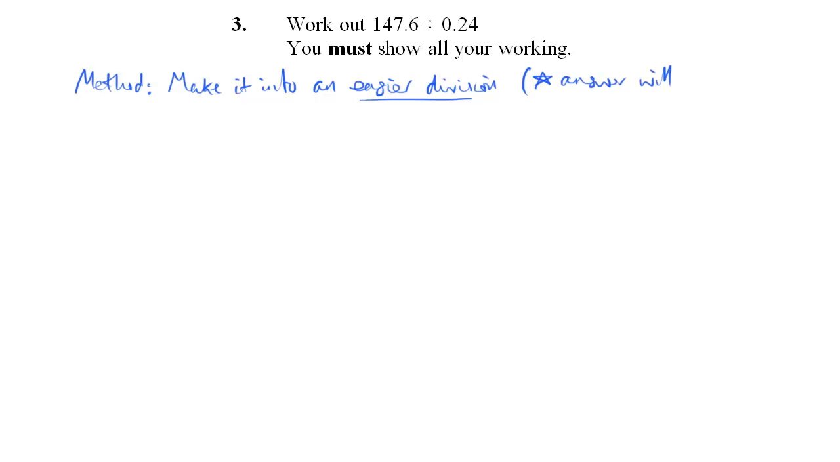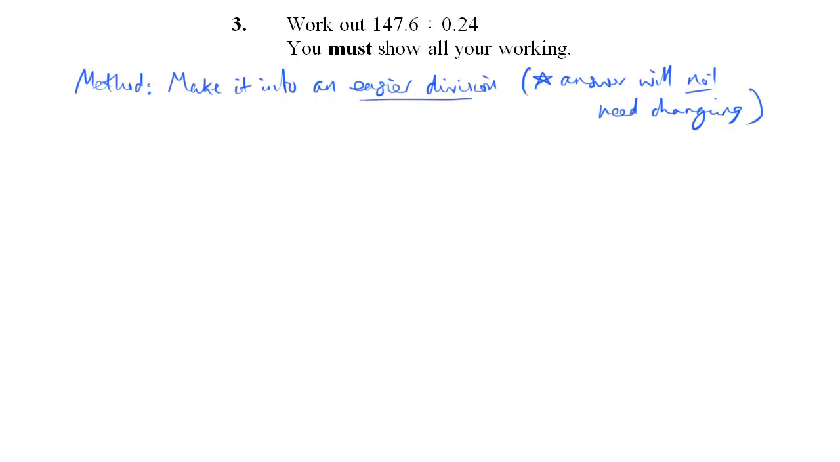OK, question 3. This is probably the most difficult decimals question on this sheet, dividing these horrible looking numbers. The key here is to make it into an easier sum, okay? And we're going to do it in such a way that the answer won't need changing afterwards.